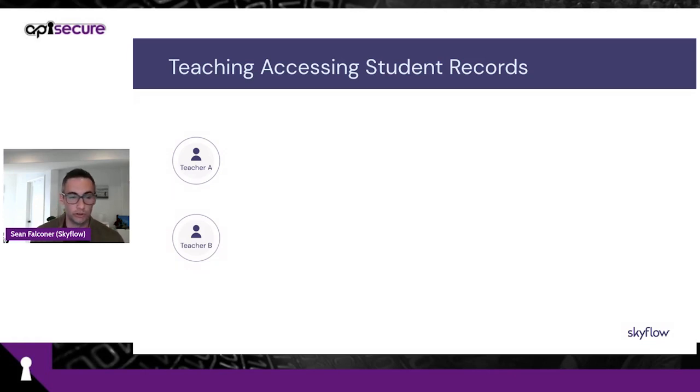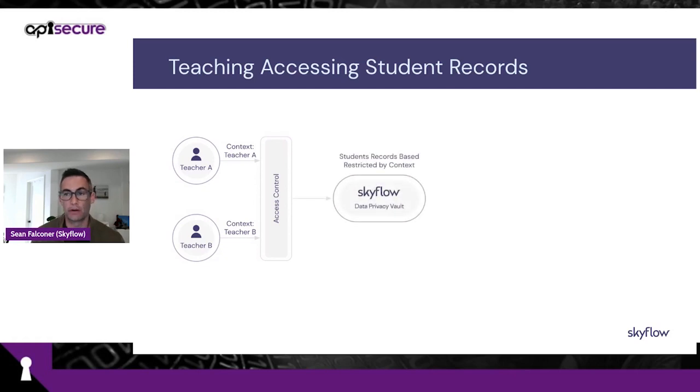In this case, we have two teachers, teacher A and teacher B, and we want to make sure that teacher A only has access to the students in their class, and teacher B only has access to the students in their particular class. So we're going to pass, as part of our JWT token, the context of teacher A or teacher B in this example. We're going to generate that bearer token and send it back to wherever the application is. And then when we need to access student records, it's going to be restricted based on this contextual value.